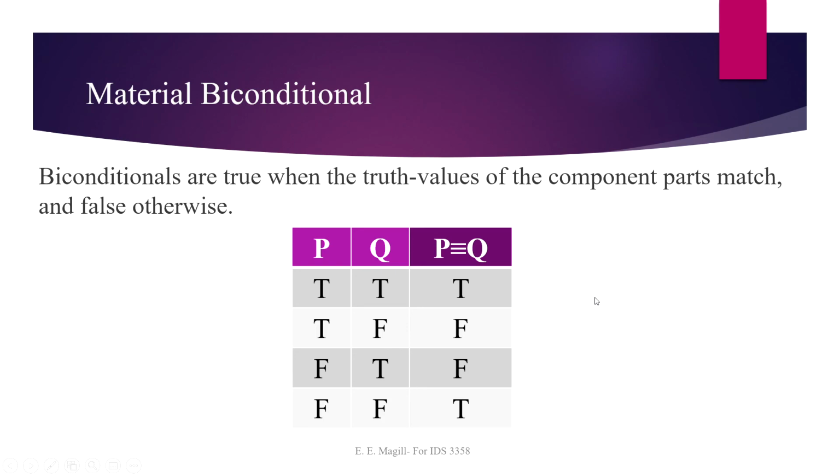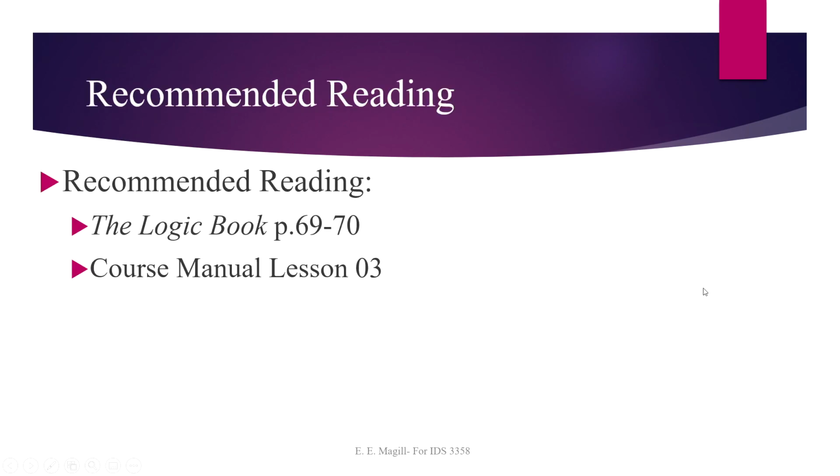To avoid making this video too long, I'm going to end this lesson here. The characteristic truth tables and how they work are also covered on these pages of the logic book and at the very beginning of lesson 3 in the course manual. In the next 2 lessons, we're going to start using truth tables to assess the logical properties of sentences and arguments. Once you get through those, you'll be able to start working on problems.